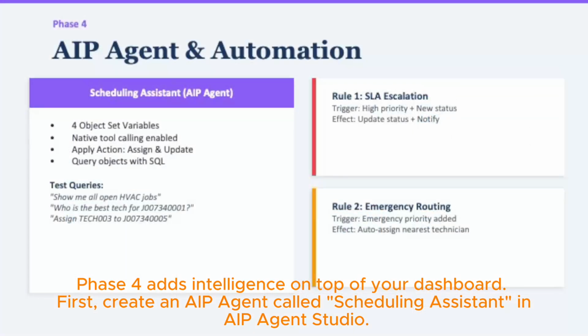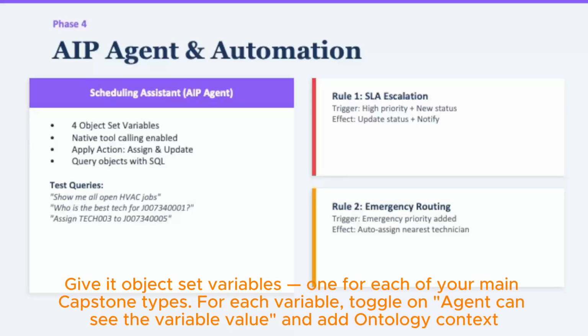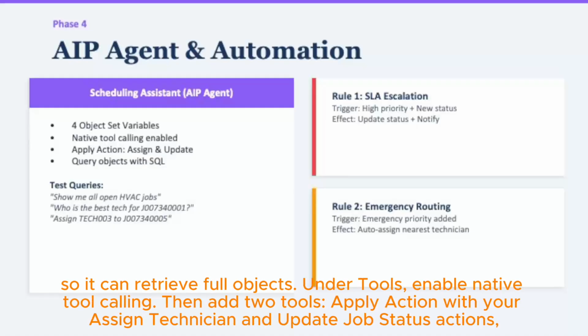Phase 4 adds intelligence on top of your dashboard. First, create an AIP agent called Scheduling Assistant in AIP Agent Studio. Give it object set variables, 1 for each of your main capstone types. For each variable, toggle on Agent can see the variable value and add an ontology context so it can retrieve full objects. Under Tools, enable native tool calling.